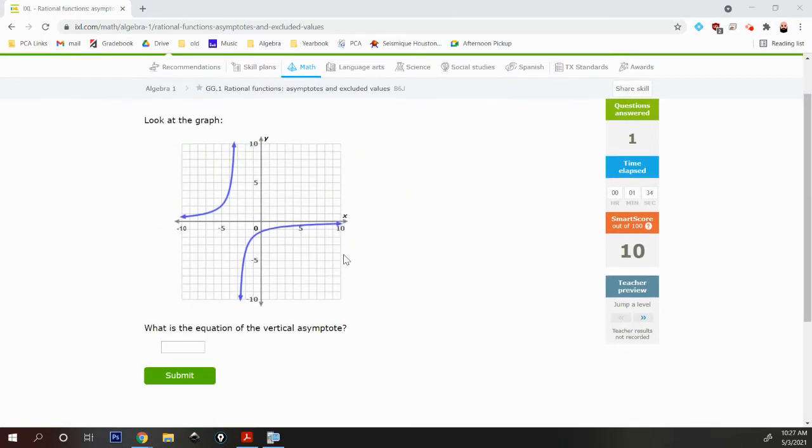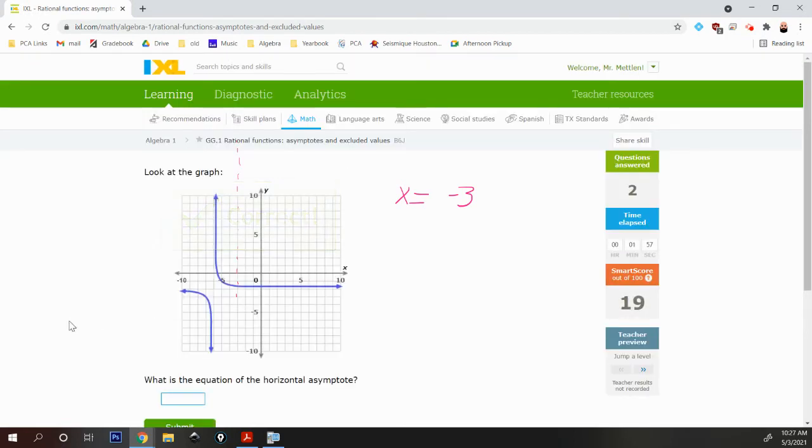All right, it says vertical one. So this time I'm looking for the one that goes up and down, and it looks like it goes right along this line right here. And that line is at -1, -2, -3. And remember, it's backwards from what you would think. So verticals are going to be x's. So it should be x equals -3. And that's all there is to it.